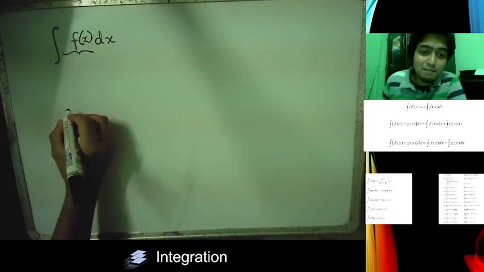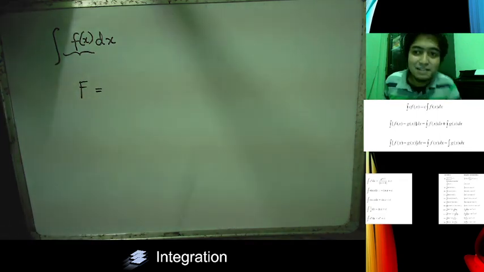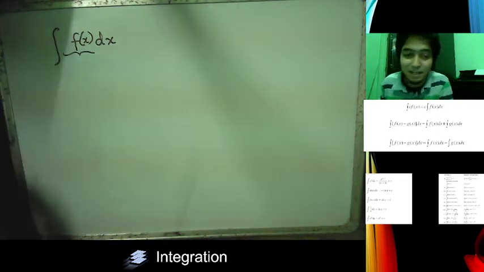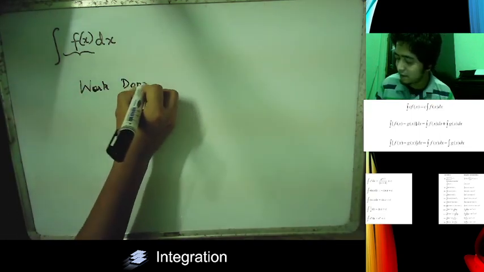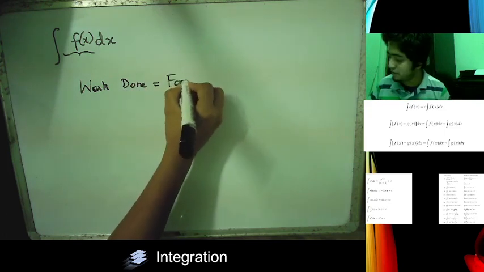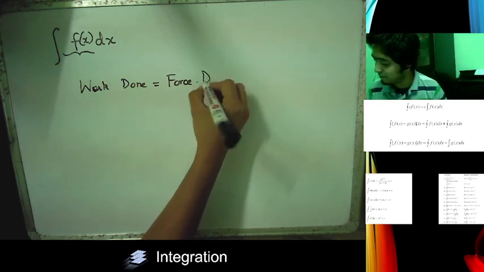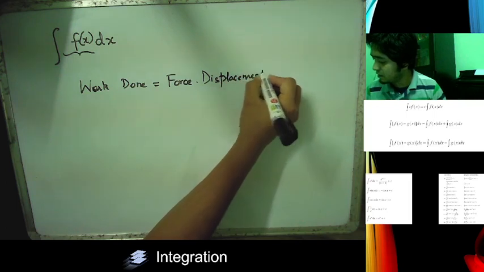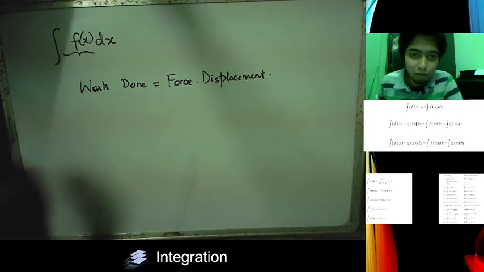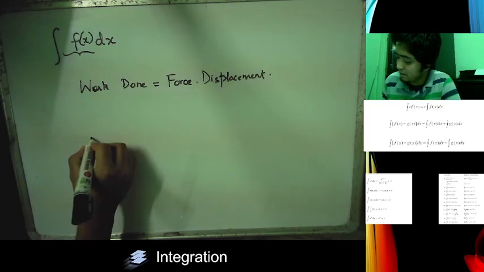Just imagine this situation. In your earlier classes, you had also learned this formula, that the work done is equal to force into distance or displacement, depending. Work done equals force into distance, that is when the direction is specified. We will be using distance.